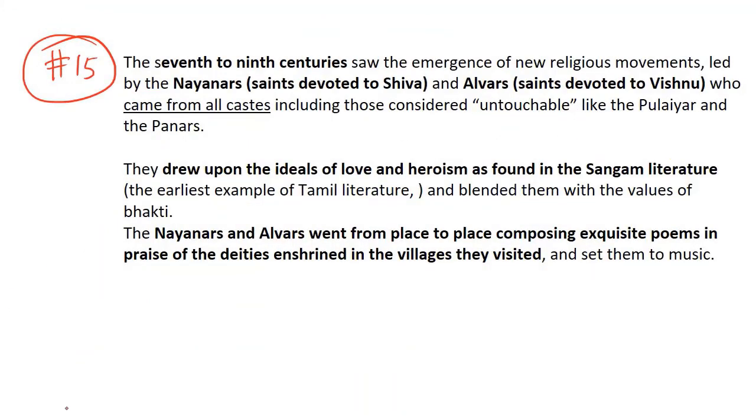Now, next quick fact about Nayanars and Alvars. So the 7th to 9th century, this is an excerpt from the NCERT, and ये important हो सकता है, कुछ चीजें हैं यहाँ पर that we can keep in mind. The 7th to the 9th centuries saw the emergence of new religious movements led by the Nayanars and the Alvars. Who were Nayanars? Nayanars were saints devoted to Shiva. Remember, Shiva. Nayanars, Shiva, and the Alvars were Vishnu. We say Vishnu, you can remember, and Nayanars, you can remember Nayan, so you can remember Shiva that way.